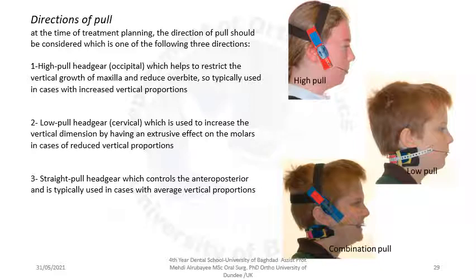Second, low pull headgear, that is cervical headgear, which is used to increase the vertical dimension by having an extrusive effect on molars in cases of reduced vertical proportion. And the third one is straight pull headgear, which controls the anteroposterior dimension and is typically used in cases with average vertical proportion to reduce the overjet.